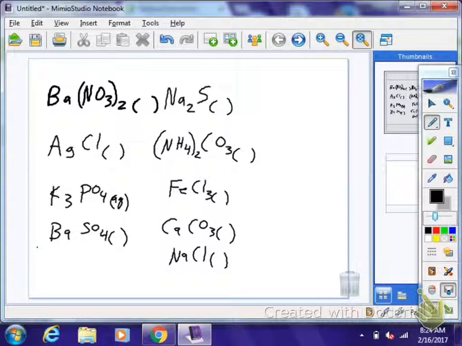Any others on the number 1 list? Sodium, potassium, and ammonium. What's another one? Na2S. So that's aqueous. And the one on the right, because of the ammonium, is also aqueous. Any questions about that? Anytime you have any of those ions present, it's going to be aqueous.